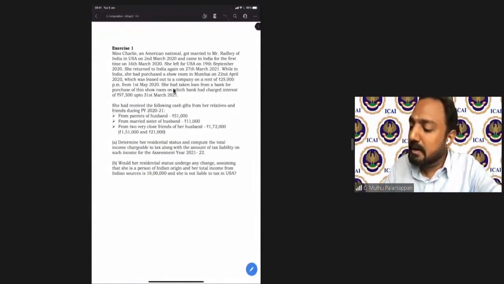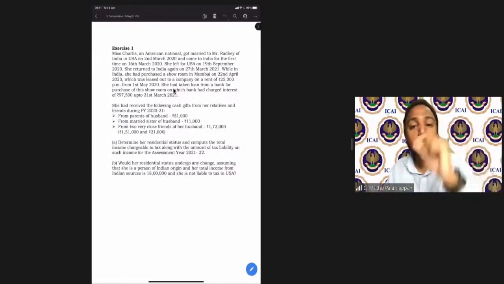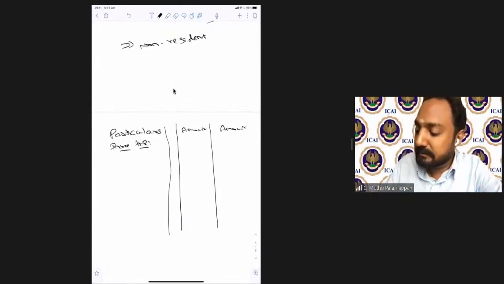So what is the rent provided in the question? It is 25,000 per month from 1st May 2020. So for 11 months.